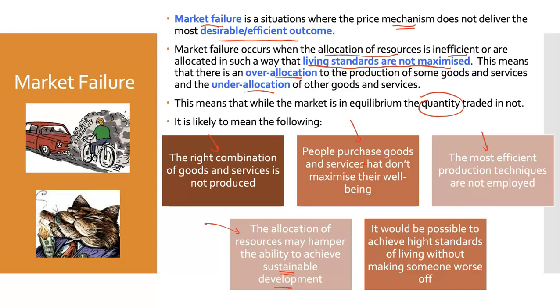It could also be a market failure because it would be possible to achieve higher standards of living, a few little typos, apologies, without making someone worse off. So we could actually do something that would improve living standards of someone without it being at the expense of someone else. So we're not being efficient.